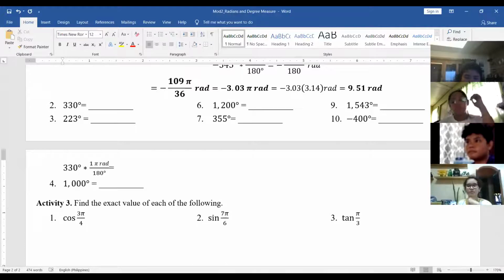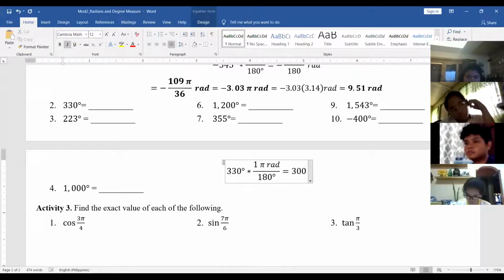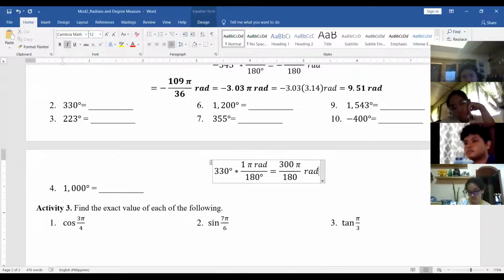Looking at the solution, class, let's cancel the degrees symbol and multiply 330 degrees by 1. So you have now 330 pi divided by 180 radian. What did we do? Cancel the degree symbol. Question before we proceed?